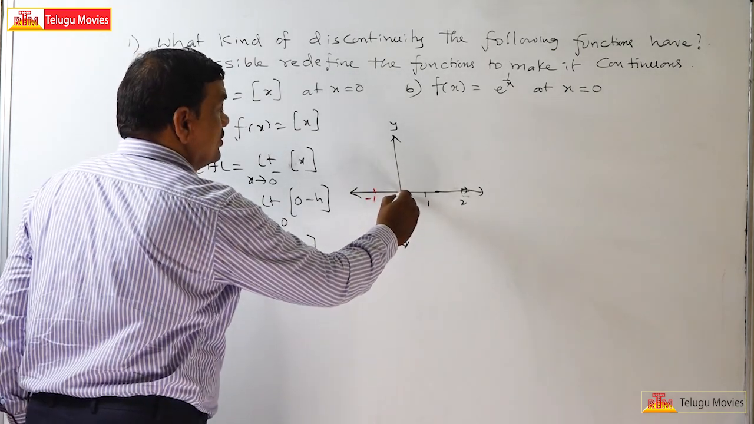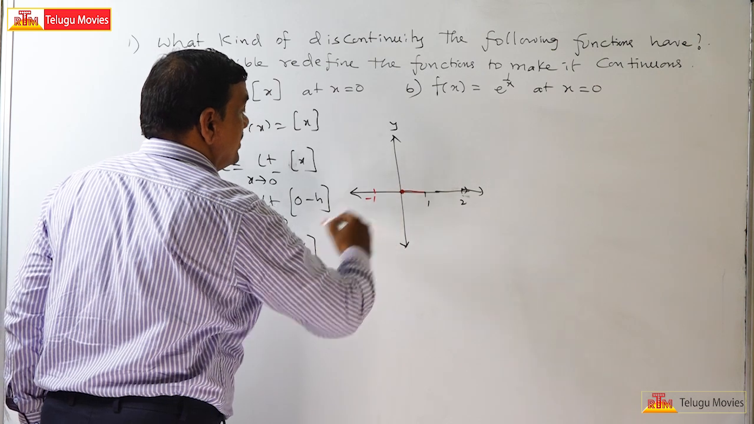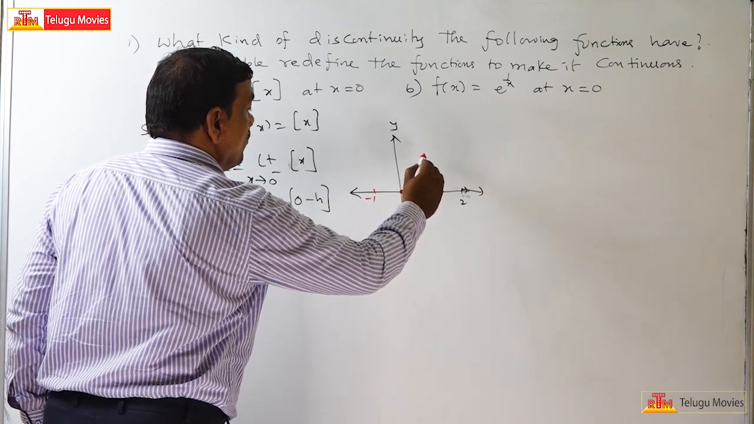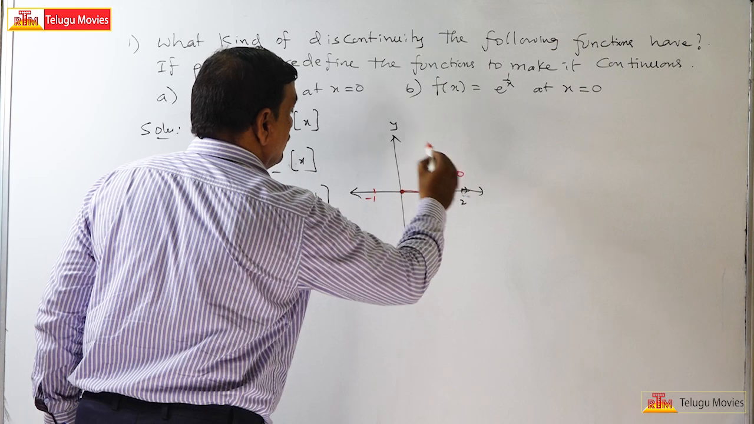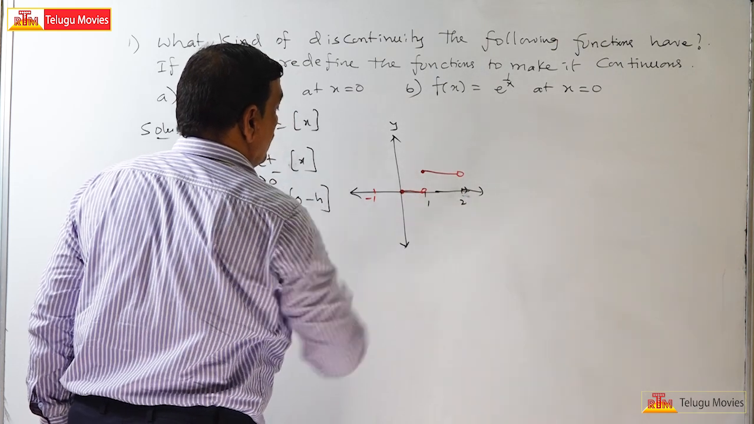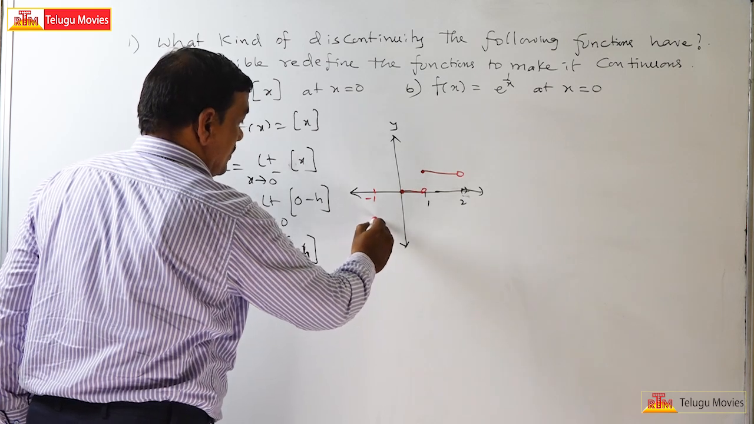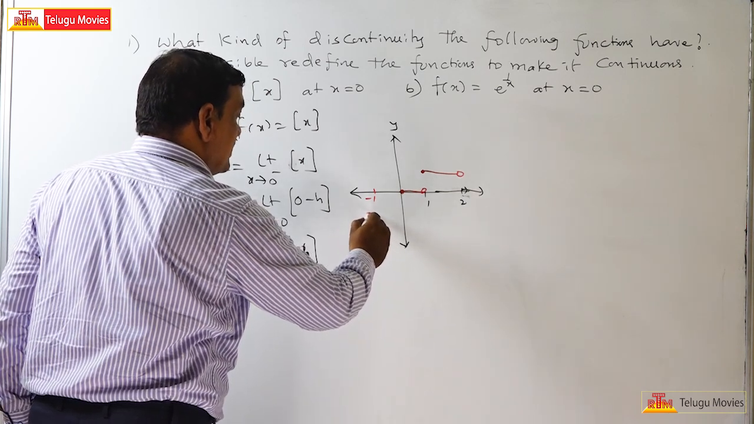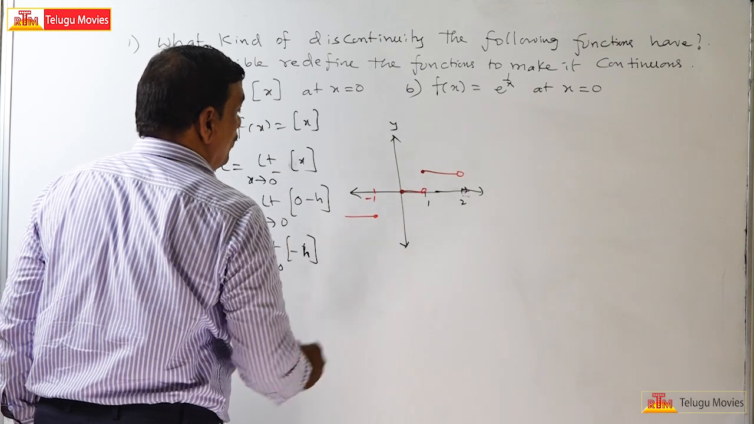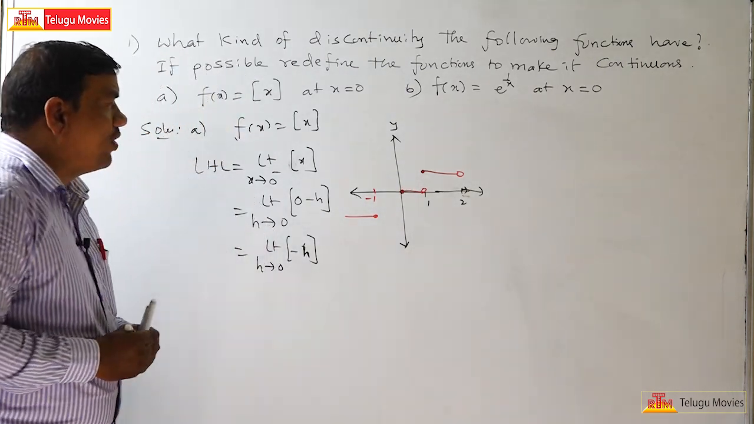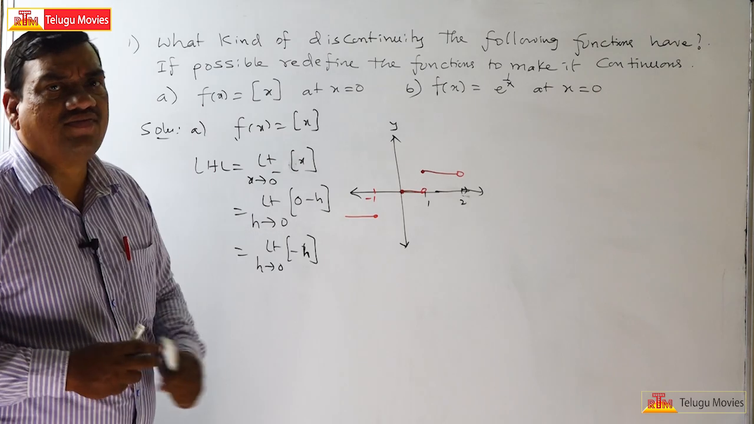Step of 0 is 0, and step of 1 is 1, like this it will be there. And for step of minus 1 it is minus 1, from this it will come here. So this type of graph we have, that's why this is called a step function.